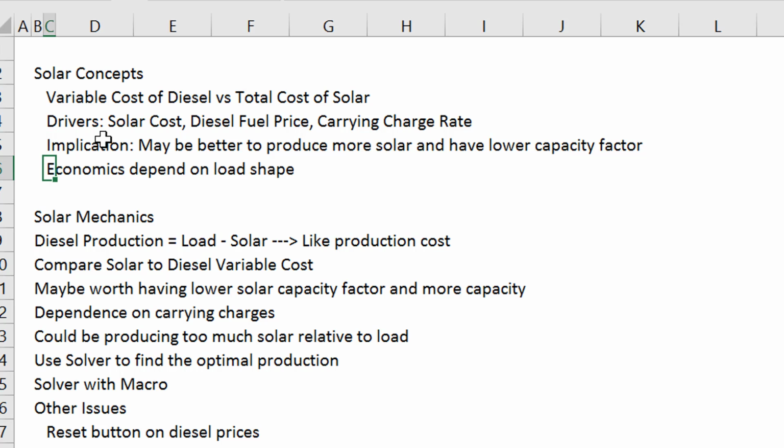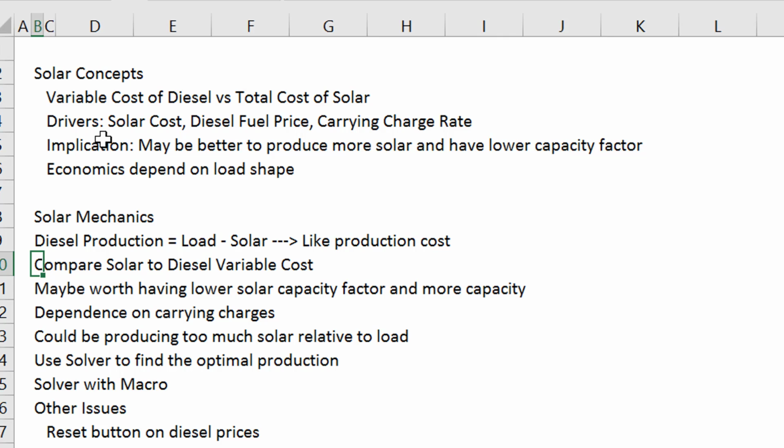And I just showed you, I hope, that it depends on the load shape. Now, the mechanics are that we begin with the load, and we subtract the solar, and we get the remaining diesel power. And then the key part of this whole thing is you're going to need some diesel generation on an island no matter what.